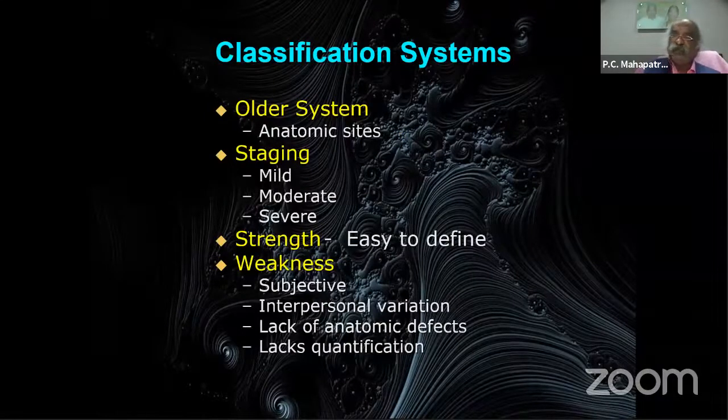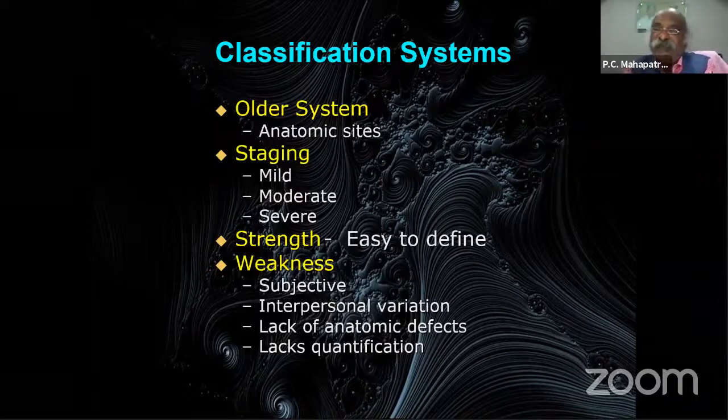Now, the most confusing term is the classification systems. The older system depended on the anatomic sites, and the hymen is the main thing: above the hymen, at the hymen, below the hymen, and completely outside of the hymen. And staging is again subjective, not objective: mild, moderate, and severe. This was there for long years. There is no quantification also.